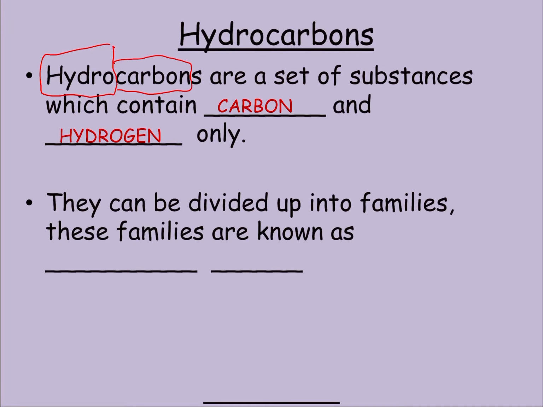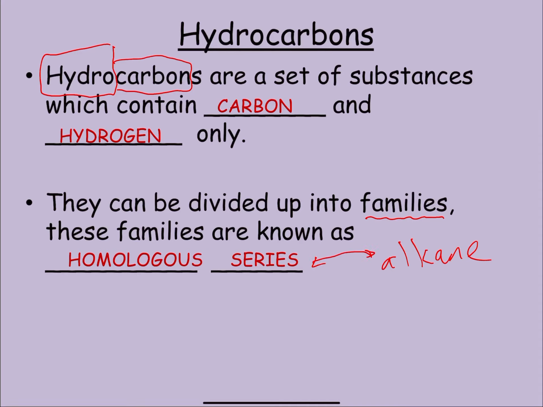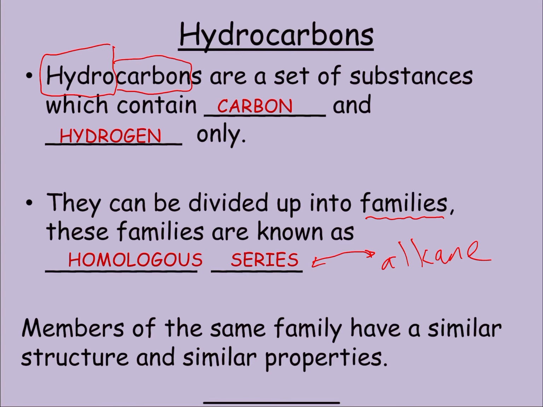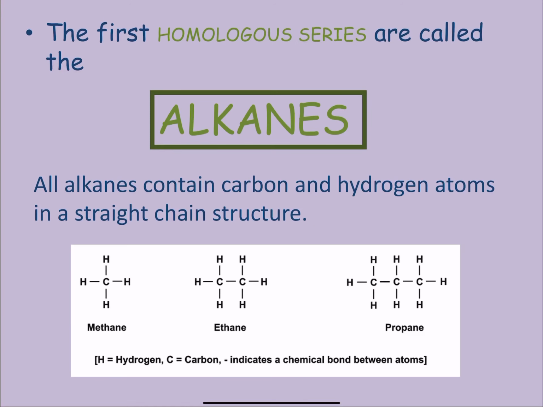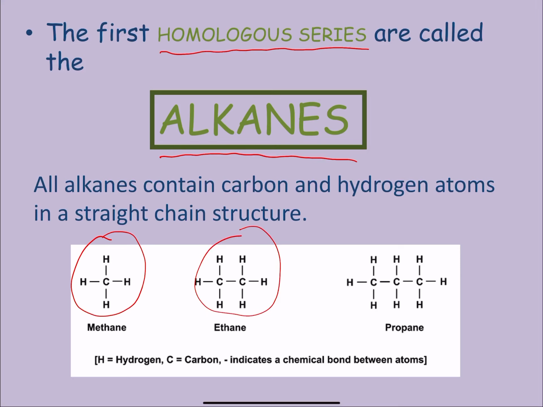Next, they can all be divided up into families. So the first family that we are looking at is the alkane family. And another name that we give these families is homologous series. So the first homologous series is going to be alkanes, and then we'll move on to alkenes next time. So members of the same family, so all alkanes, have similar structures, and we'll go over what that structure is, and they also have similar properties, so similar structures and properties. Right, so the first family is the homologous series of alkanes. It starts with methane, ethane and propane.